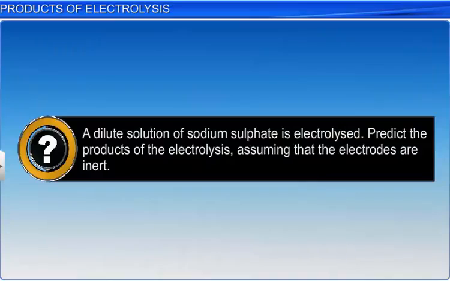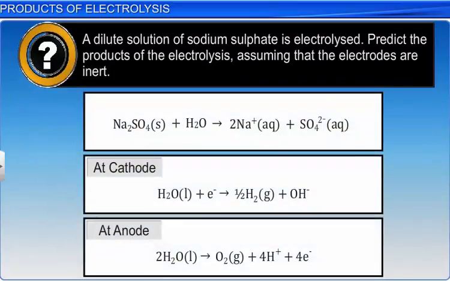Here's another problem. Try to answer it on your own first. A dilute solution of sodium sulfate is electrolyzed. Predict the products of the electrolysis, assuming that the electrodes are inert. We'll use the same basic strategy as the previous problem.